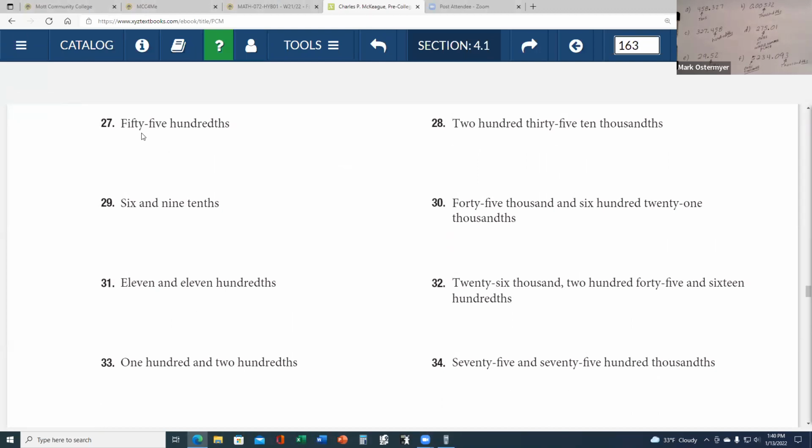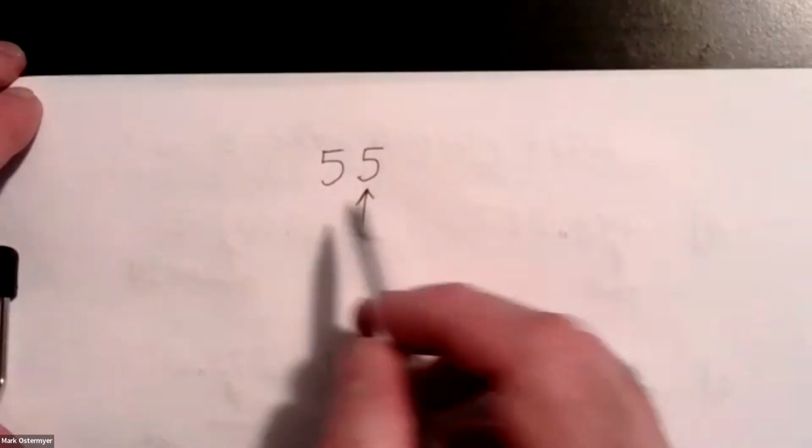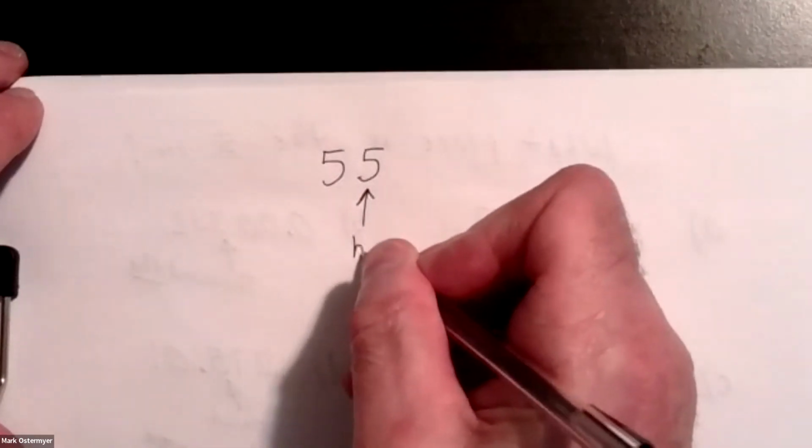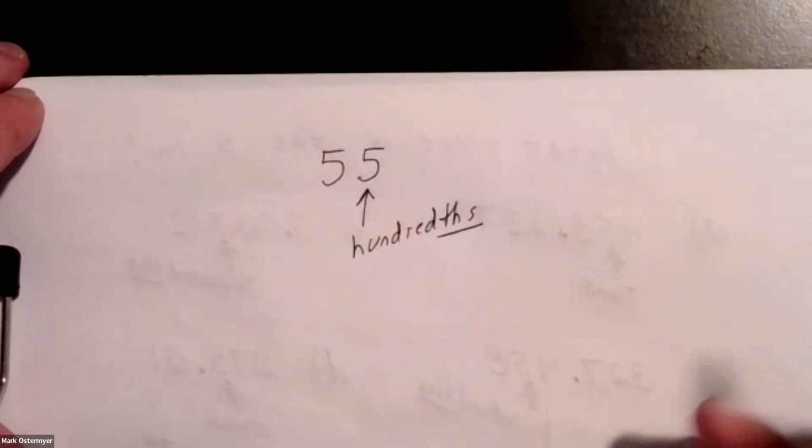Can you write these words as a decimal? Can we go backwards? Like 55 hundredths. How would you write it as a decimal? Well, let me give you a little hint. That's what number 27 says, 55 hundredths. That means the 5 of the 55, ladies and gentlemen, has to be in the what place if this is to be 55 hundredths? Hundredths place. It better be in the hundredths place.